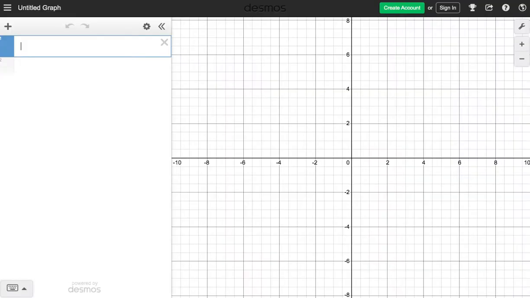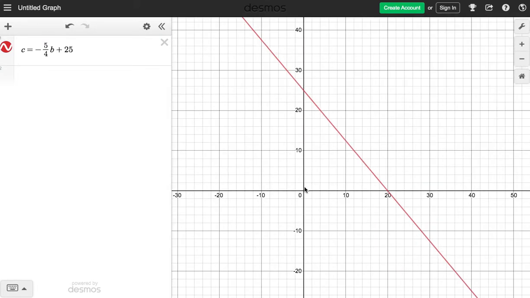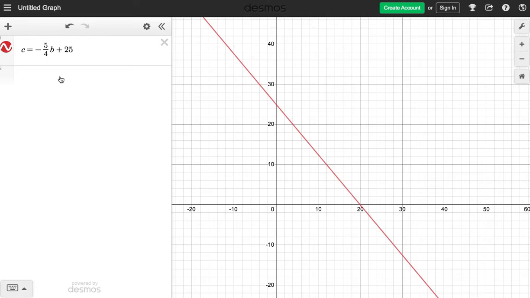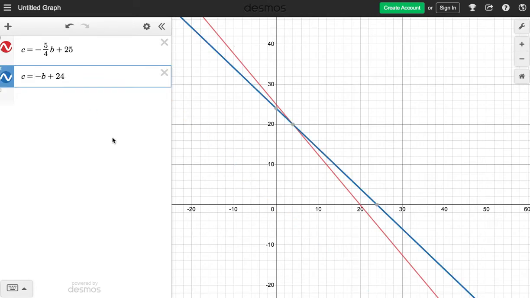So I'm going to go over to Desmos. C equals negative 5/4 B plus 25. All right, let's get this so we can see it better. And C equals negative B plus 24. So here are my two lines.